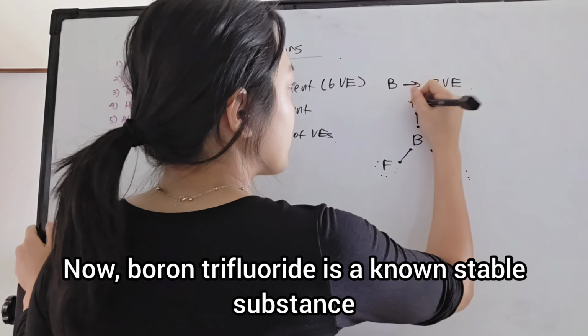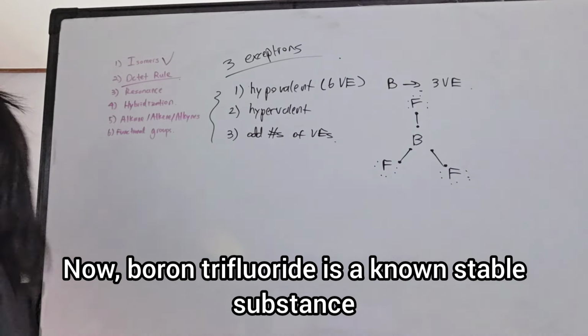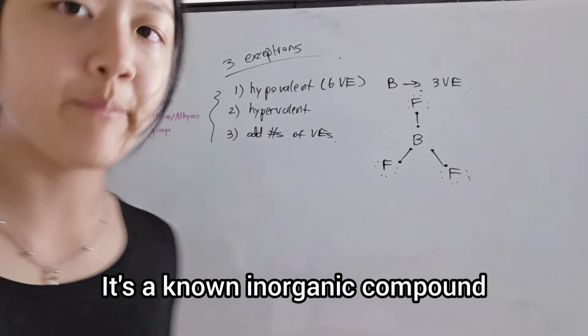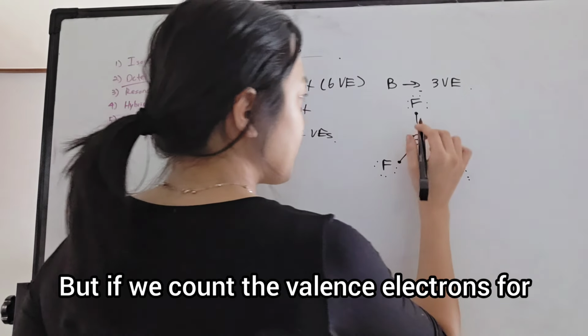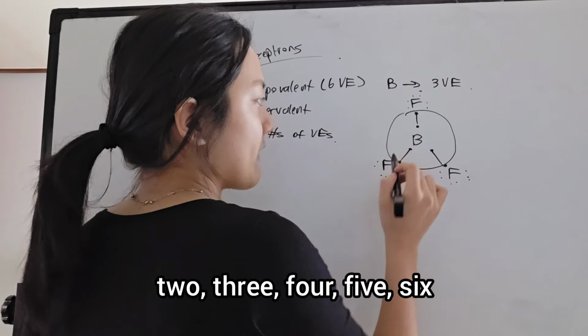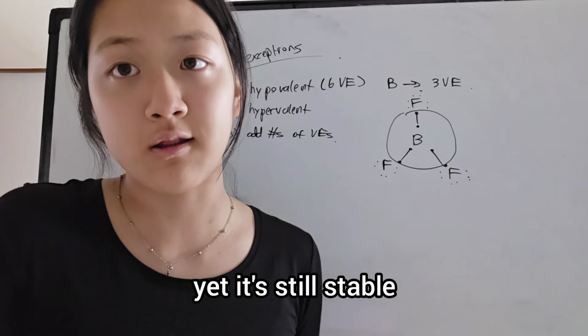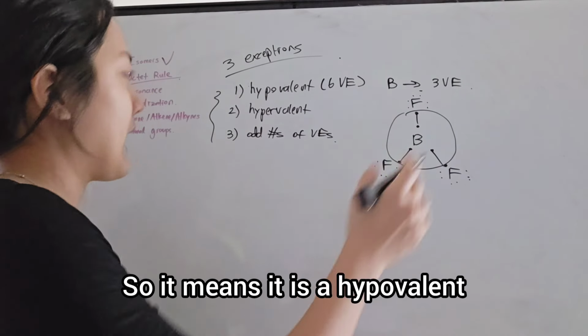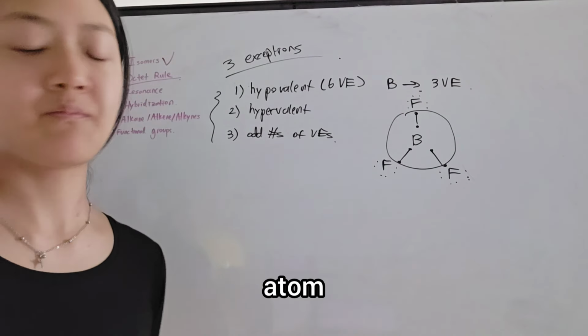Now, boron trifluoride is a known stable substance. It's a known inorganic compound. But if we count the valence electrons for boron by drawing a circle over it, it's 1, 2, 3, 4, 5, 6, only 6 valence electrons, yet it's still stable. So it means it is a hypovalent atom.